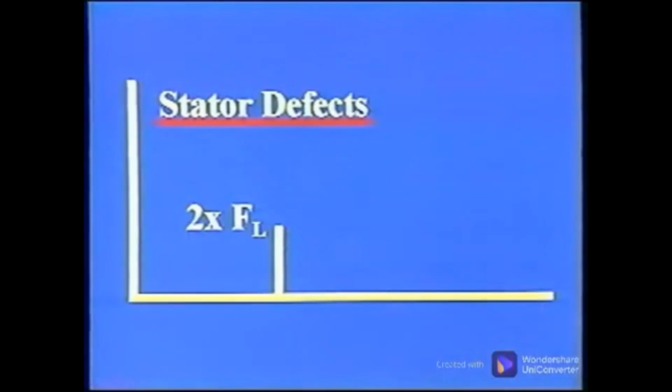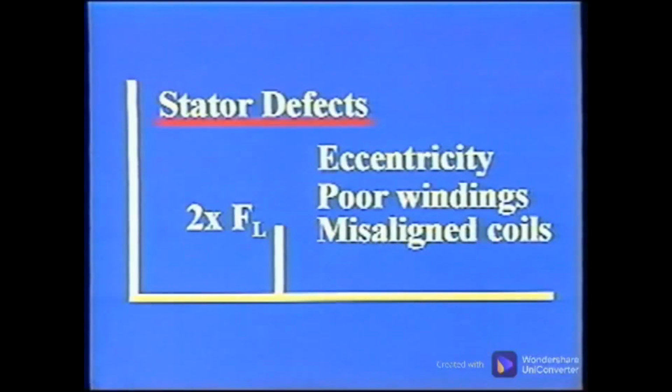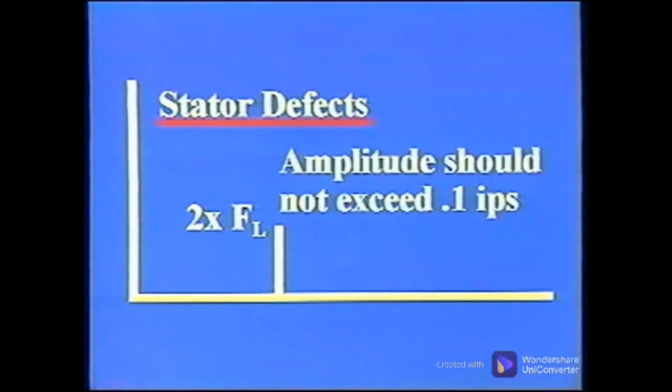Stator problems show up at 2 times line frequency. However, stator problems such as shorts from turn to turn, winding to winding, and phase to phase have a very short life, and the motor will usually trip a breaker or fail before vibration measurements can be made. Other stator problems such as eccentricity, poor winding quality, and misaligned coils affect the flux field and generate a pulse at 2 times line frequency. Amplitudes at this frequency should not exceed 0.1 inches per second in general use 50 to 1,000 horsepower motors.